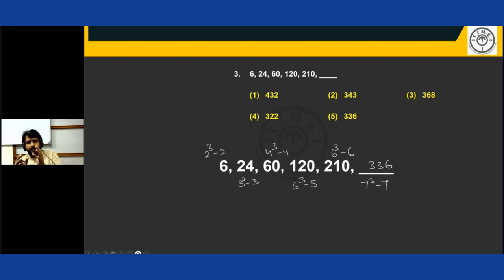See, in the exam when they give all 5 questions, don't expect that all 5 will be difficult. 1 or 2 questions they will give you easy only. So what is the logic? n cube minus n, where n is a natural number. 2, 3, 4, 5, 6, 7 consecutive natural numbers. Right. Now move to the next question.